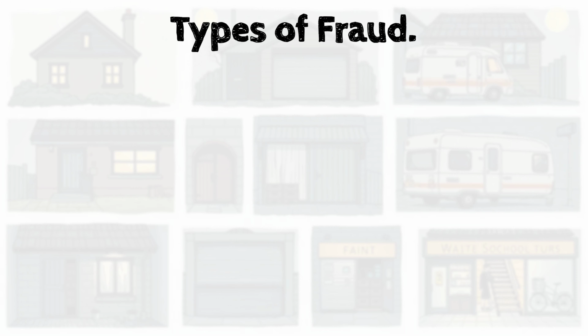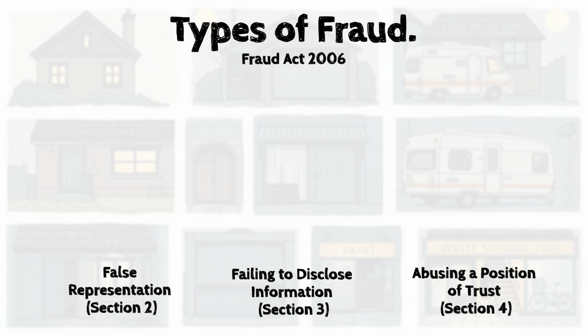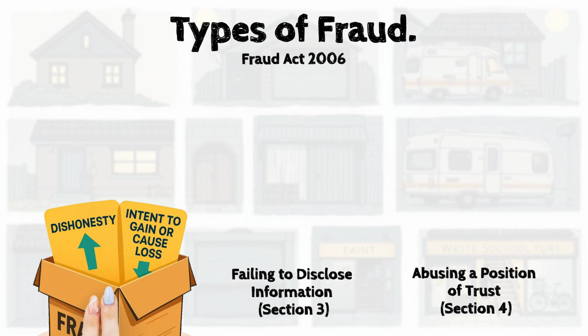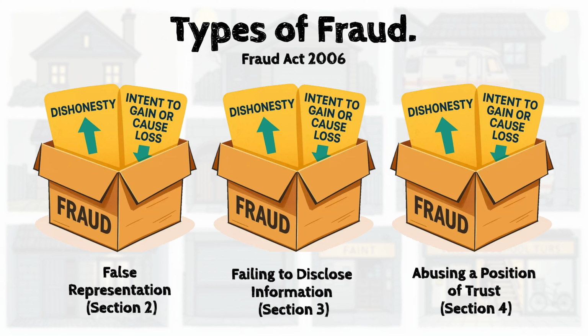Let's look at the three different types of fraud. Under the Fraud Act 2006, fraud can be committed in three ways: by false representation, Section 2, by failing to disclose information, Section 3, and by abusing a position of trust, Section 4. Think of them as three different boxes of deception. Each, when opened, dishonesty and intent to gain or cause loss are always found inside.